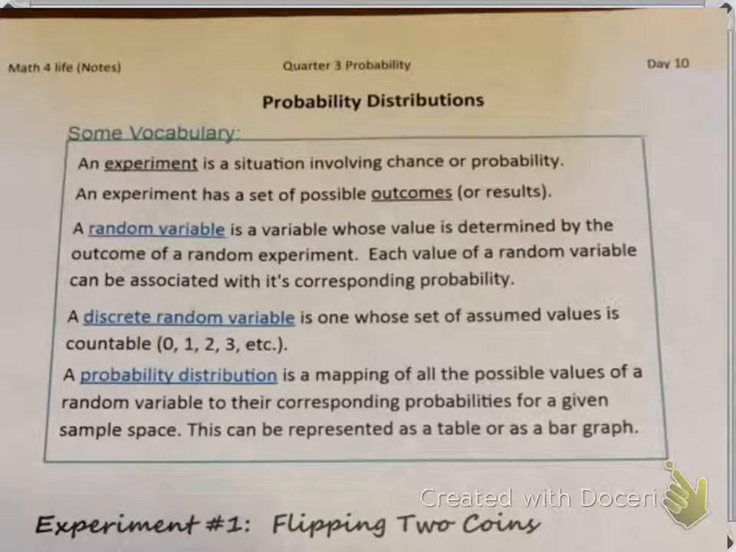And then a probability distribution is a mapping of all the possible values of a random variable to their corresponding probabilities for a given sample space. This can be represented as a table or a bar graph. So really the probability distribution is what it looks like on a graph. We're going to talk about different probability distributions on the next note-taking guide, but today we're just going to graph them and see what they look like.